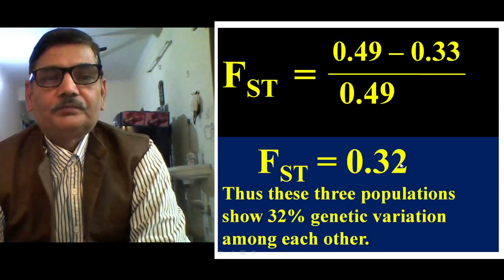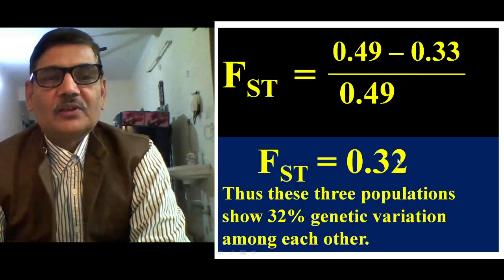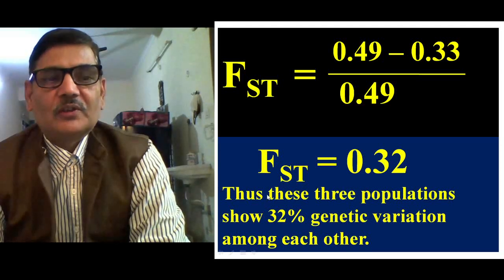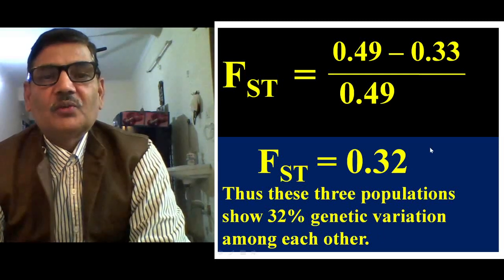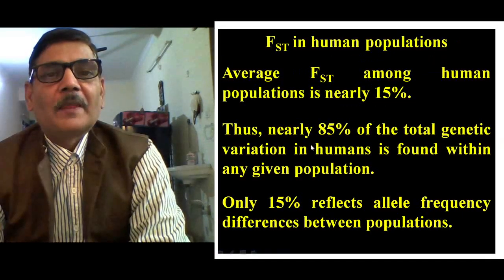It means we can say that nearly 32% variation exists between or among these populations. Thus, these three populations show 32% genetic variation among each other. So this is the way we can get an idea of to what extent different populations are genetically differentiated.